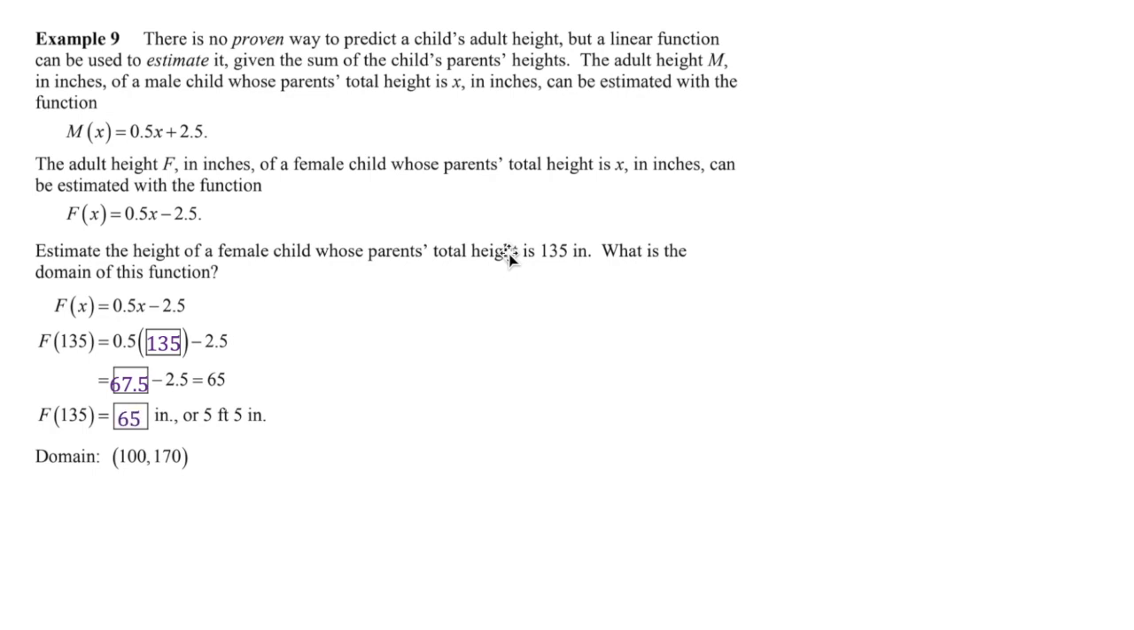So we can say that for a female child whose parents' total height is 135 inches, we can estimate that that child's height might be approximately 5 feet 5 inches. And I'm going to say that our domain is going to be between 100 and 170. Notice that our domain is the total height. We have to be realistic of what the average total height of two adults, one male and one female, might be, which is why our domain is restricted and it's a good estimate of what they might be.